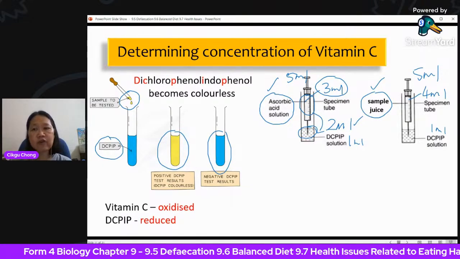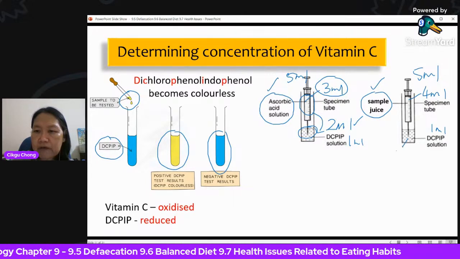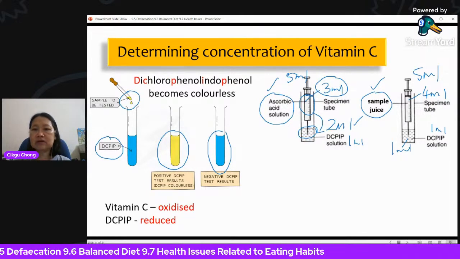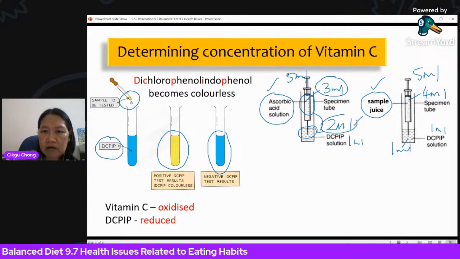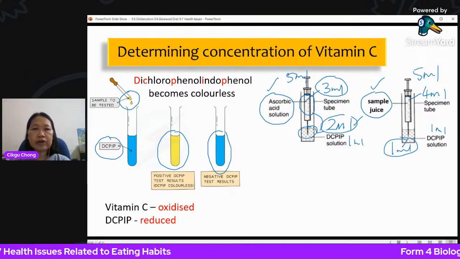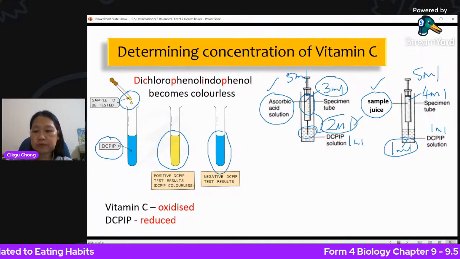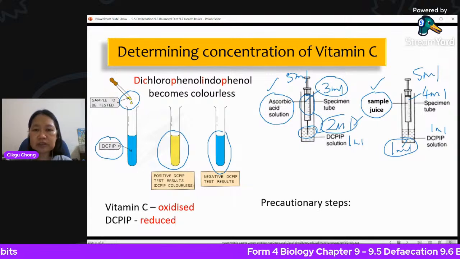Okay, if you're left with 4 ml, that means 1 ml of your juice has gone in. All right, so just now was 2 ml, now it's 1 ml. Now you're ready to calculate by putting in your formula. Okay, I'll introduce the formula to you afterwards.